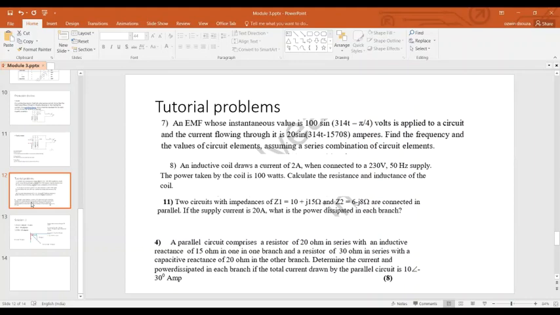So it says a coil draws a current of 2 ampere when connected to a 230 volt 50 hertz supply. The power taken by the coil is 100 watts. Calculate the resistance and inductance of the coil.